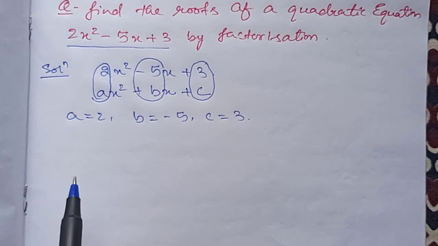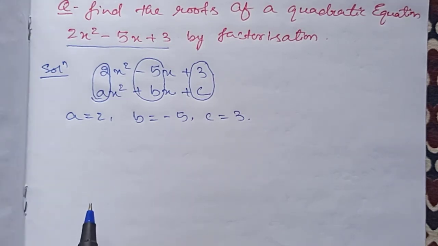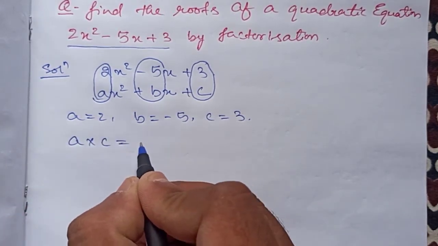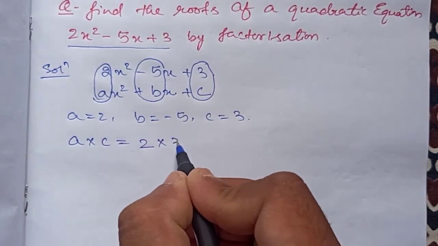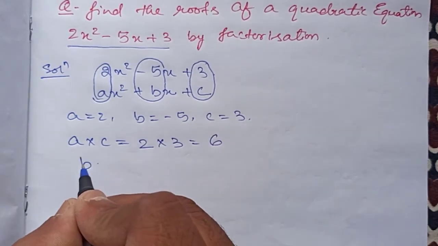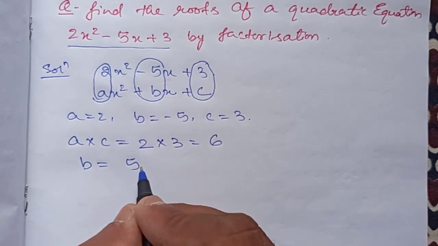Now when we use splitting the middle term, remember there is a way to use this method. First of all you find out what is a into c. A into c means 2 into 3, that is 6. Then write b. What is b? B is minus 5, I am just taking the number 5.